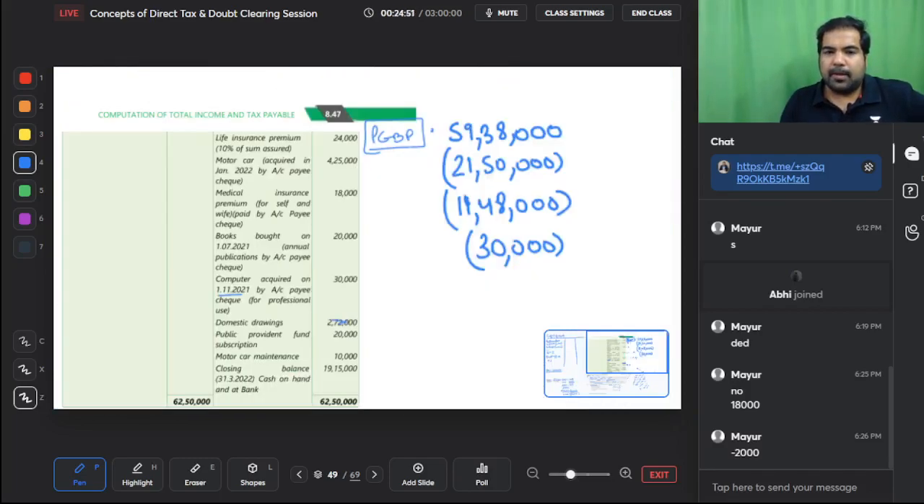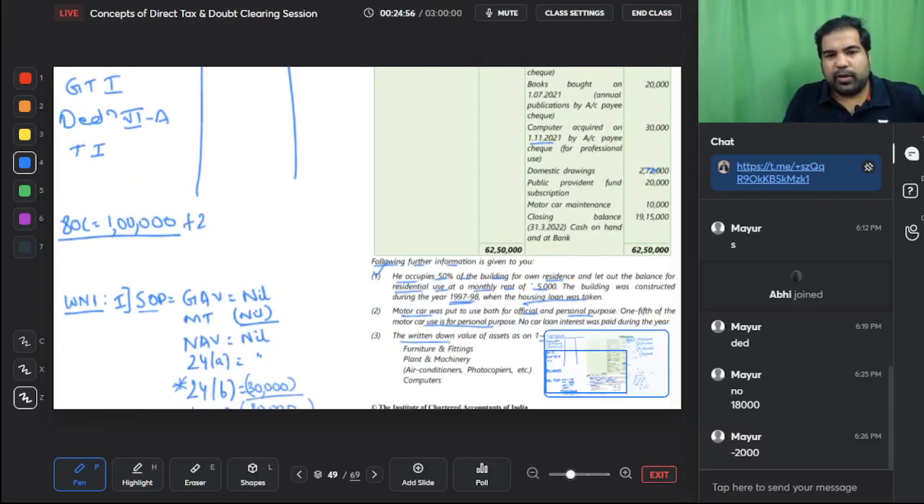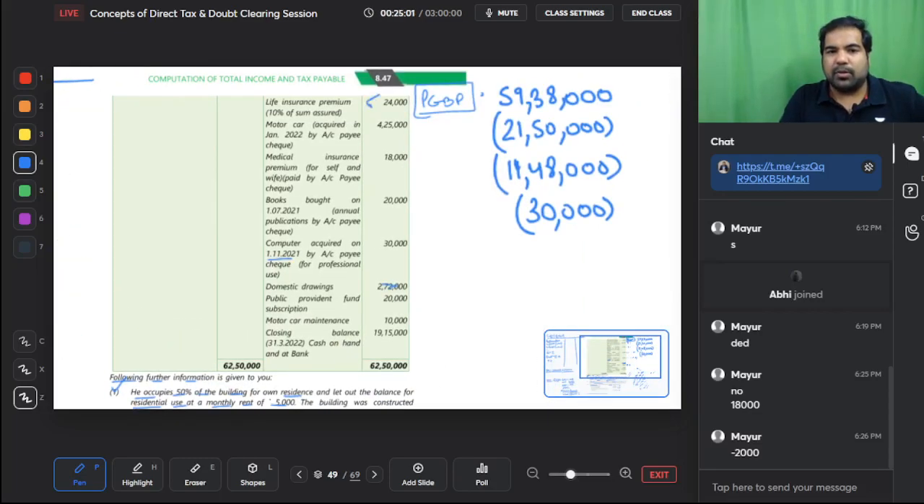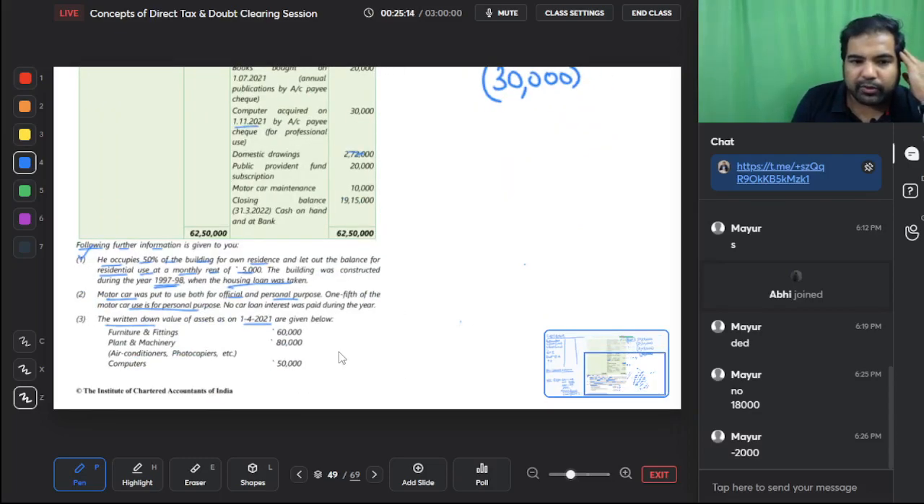Okay. Life insurance premium 24,000, so I'm taking that also plus 24,000. But 80C has a limit guys, remember 1,50,000. Motor car acquired in Jan 2022 by account paid check. Guys, Jan 2022 means basically they've acquired it and for part of the year you've used it. So 4,25,000, I'm going to add 4,25,000 here. Motor car to plant and machinery 4,25,000, and this is for half the year. And in that also depreciation 1/5 will not be allowed because 1/5 the personal car is used for personal purposes.